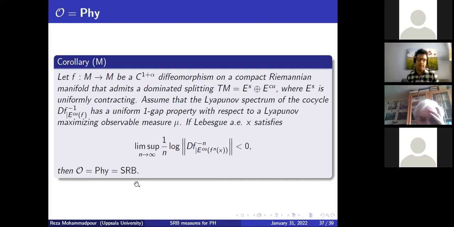One side is clear. Any SRB measure is physical, which follows from Pesin theory. Any physical measure is observable, which follows from the definition. But this already says that they are equal. And this gives a nice conclusion for this system: in fact, the observable measures are all SRB measures.